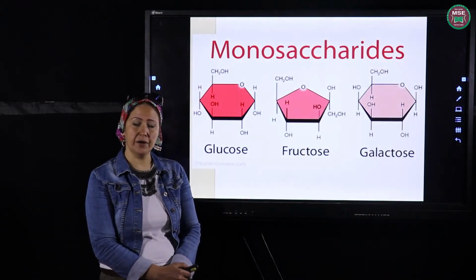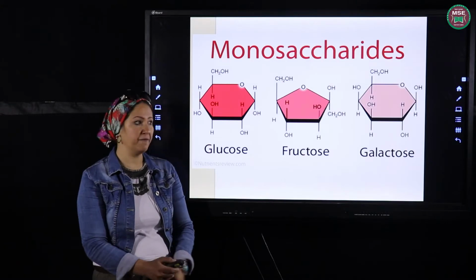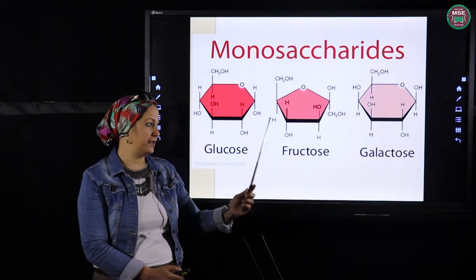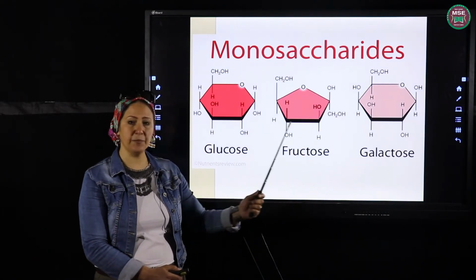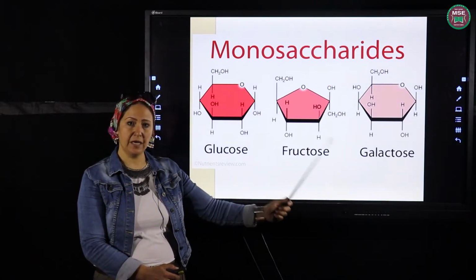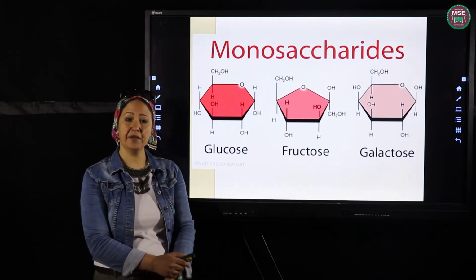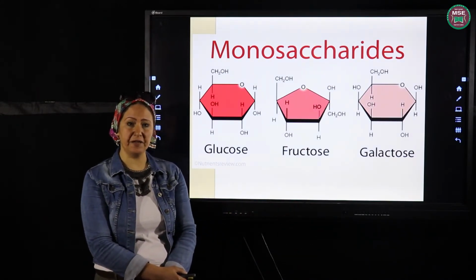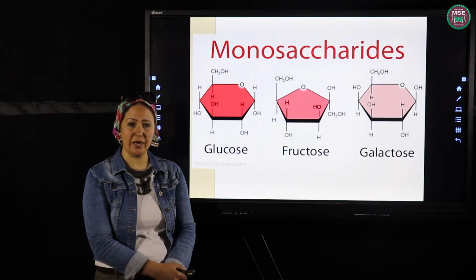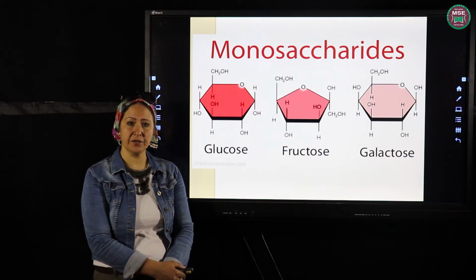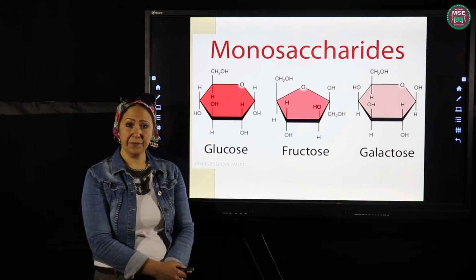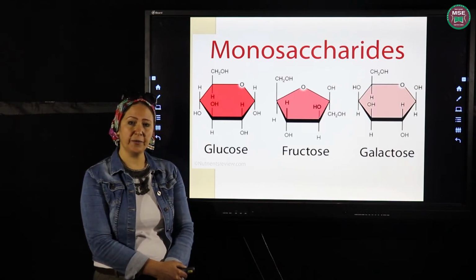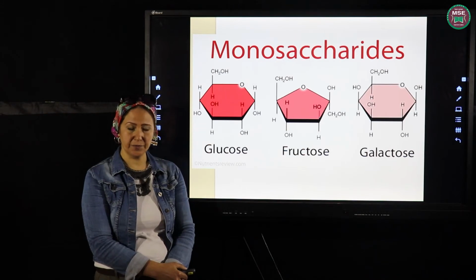These are examples of monosaccharides. We have glucose, fructose, and galactose. There are 3 examples of monosaccharides. The chemical formula of each one of them is C6H12O6. It means that they contain carbon, hydrogen, and oxygen with a ratio of 1 to 2 to 1 respectively, and they contain 6 carbon atoms.